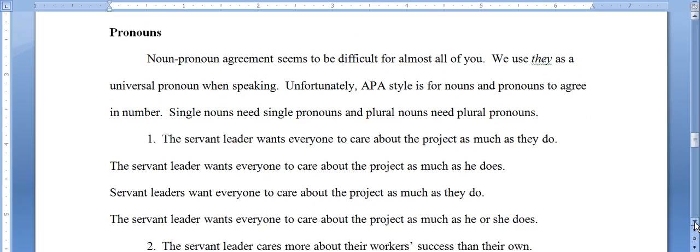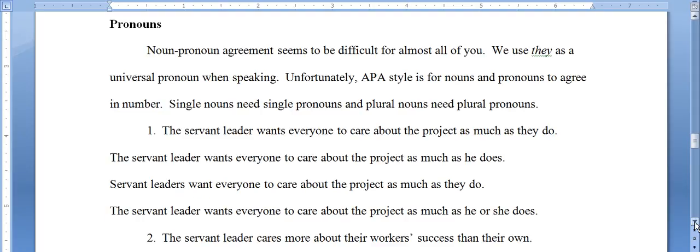This is one that is so difficult because in the way we write with APA style, you have to have noun and pronoun agreement. That means that if you only have singular nouns, you can only have singular pronouns, and plural nouns take plural pronouns. But when we speak, we use "they," and part of that is because we are using it as a universal pronoun, and we don't want to distinguish between men and women, and we want to try to be more unbiased when we're speaking. But we can't do that when we're writing.